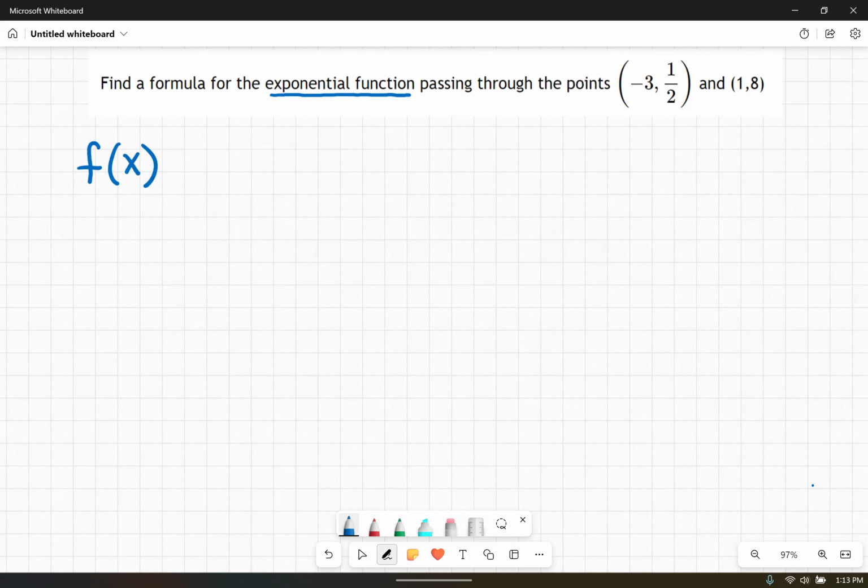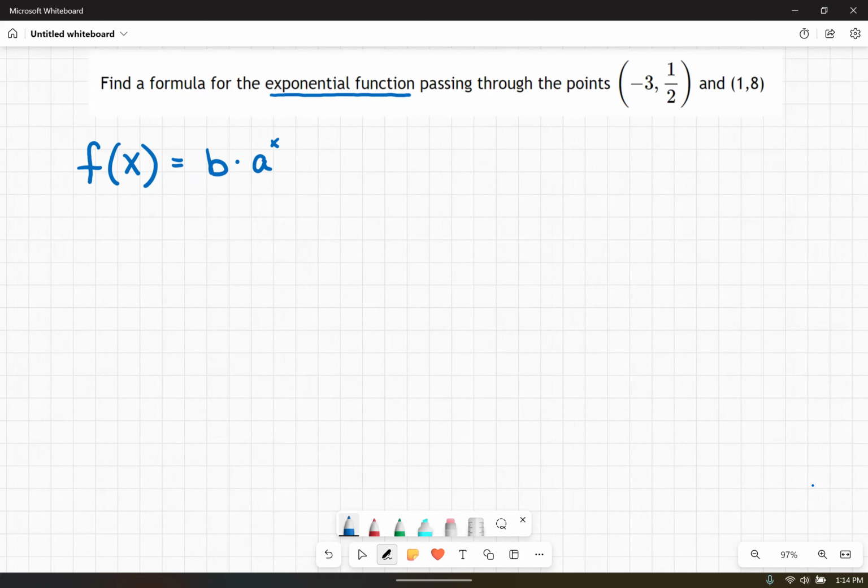So step one, definition. What is the definition of an exponential function? If you don't know that, you can't start the problem. So by definition, an exponential function is a function of the form b times a to the power of x. We call it an exponential function because our variable x occurs as an exponent.